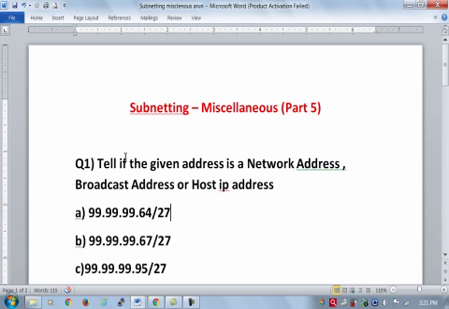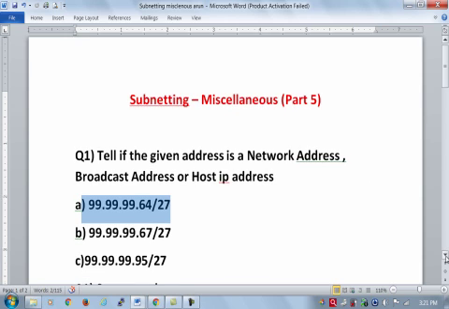So what this problem is saying is, if I give you this address, for example, 99.99.99.64/27, how will you tell me that the given address is a network address, a broadcast address, or a host IP address? Again, you will not find any kind of solution which I am providing anywhere. You search the whole YouTube, you search anywhere in the net, you will not find the solution which I am giving you. So kindly follow this procedure.